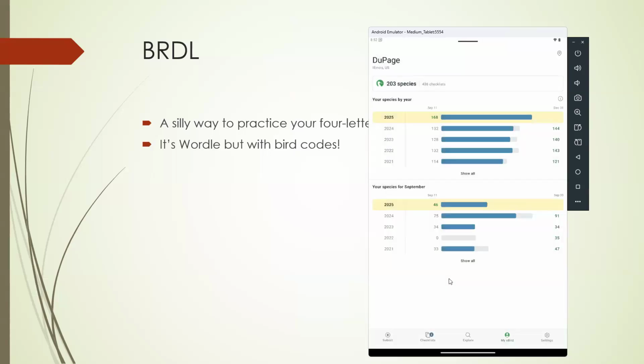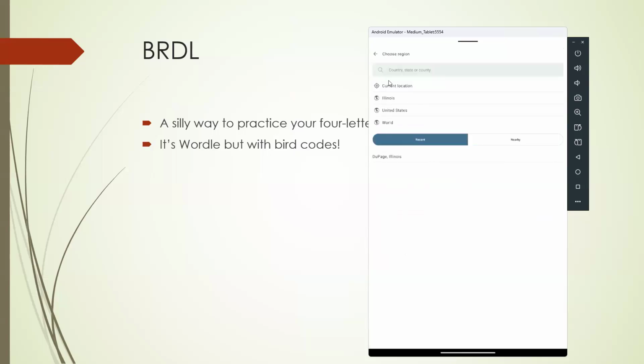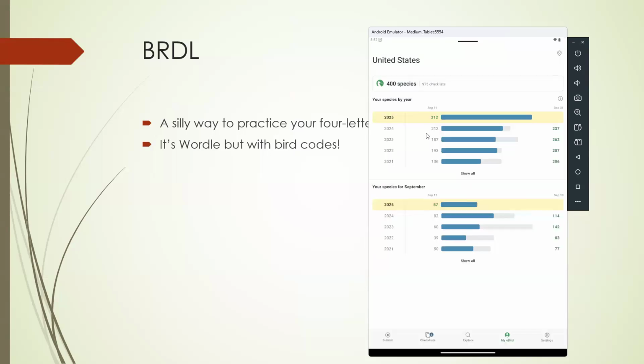This is pretty similar to the profile situation on the website. You see a lot of the same bars. So this is my DuPage County list for the year. It's been a good year so far, for me anyway. If you go in your upper right corner, there's this pin icon. This will allow you to switch to a different location, or I can say my United States list. I've been traveling a lot, so I've got a much bigger list for United States than I do in DuPage, but you can bounce it around.